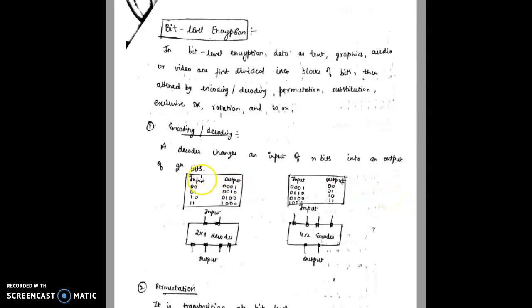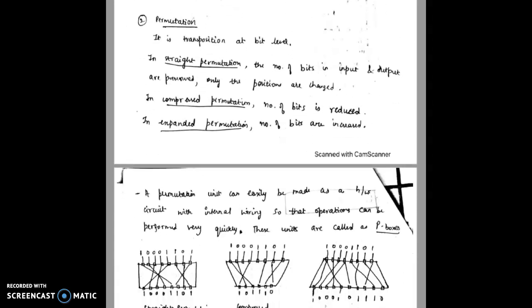Suppose the plain text is 0, 0, so it will be encrypted as 0001. If the plain text is 01, it will be encrypted as 0010. So on, you can do encryption and then decryption using this reverse process, bit by bit. Clear? You will break them in blocks of 2 if you are using a 2 cross 4 decoder. Coming to the next method, that is permutation.